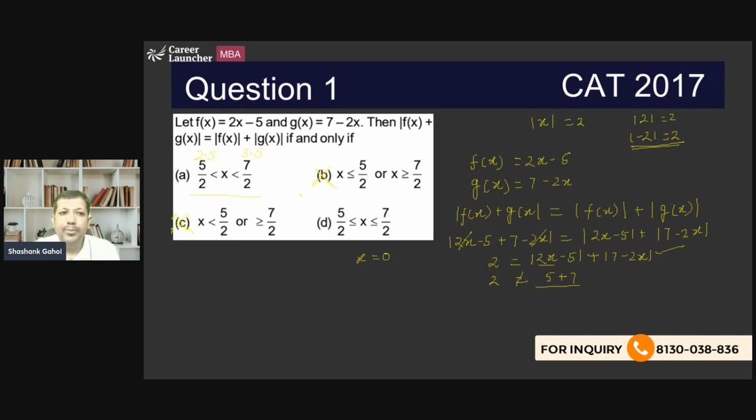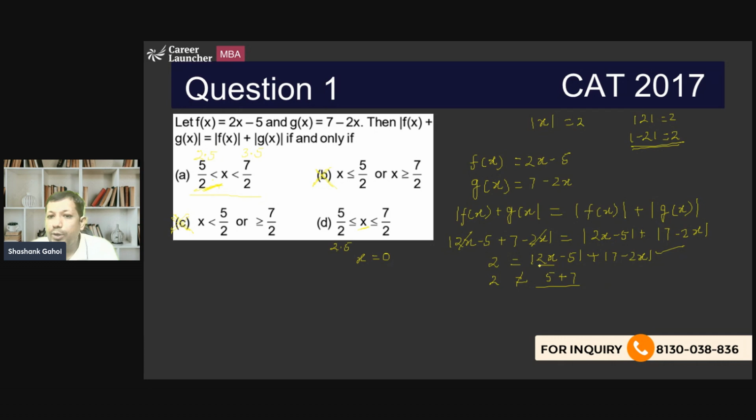Now 5 by 2, 7 by 2, 5 by 2, 7 by 2. What is the difference? The difference is at x equal to 2.5. It is defined at x equal to 2.5 in one option, and not defined at 2.5 in the other because there is no equal sign. So I am going to plug in 2.5. If it satisfies, then my answer will be D. If it doesn't satisfy, then my answer is going to be A.